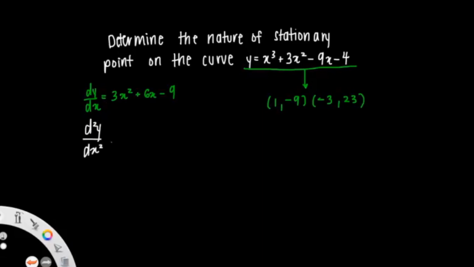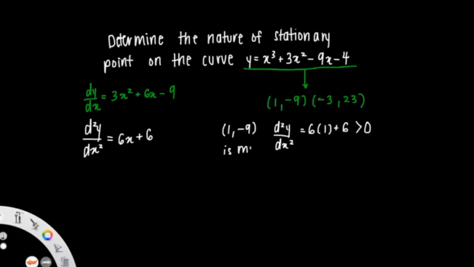Now let's differentiate that to find the second derivative, and that would be 6x plus 6. So at the point (1, -9), our second derivative would be 6 times 1 plus 6, and the answer is more than 0. So the point (1, -9) is a minimum point.